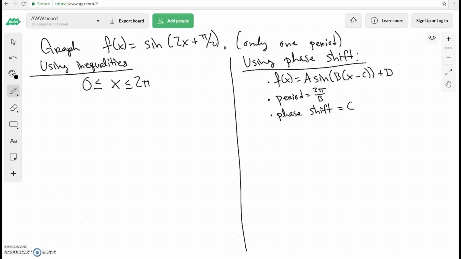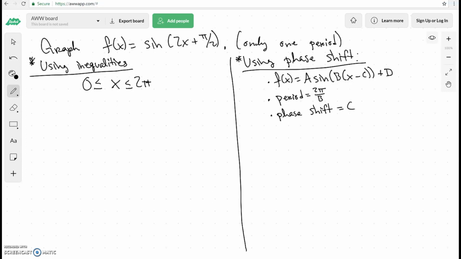For this problem, I'm going to show you how to graph this trigonometric function using two different ways. In class, I've been using inequalities to graph a trigonometric function. Many of you may have learned the phase shift. I'll show both of them, but I'm mainly going to be using the inequalities because I've already taught it that way, so I'm going to use that.